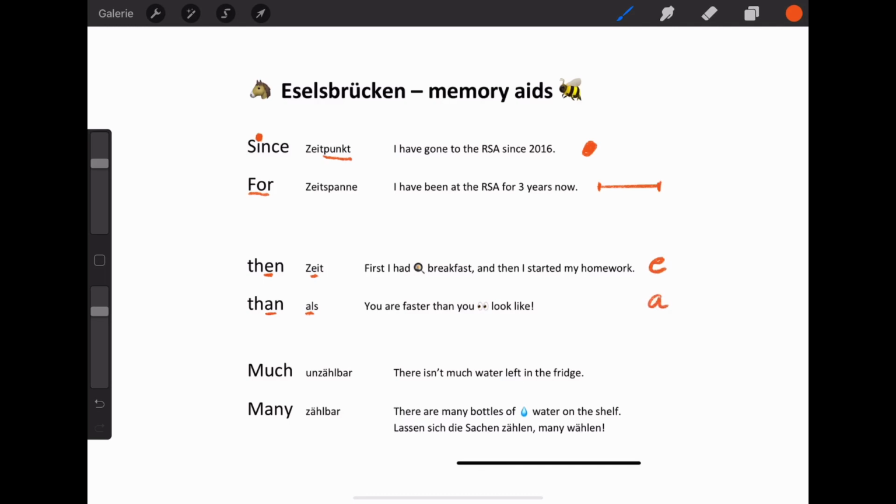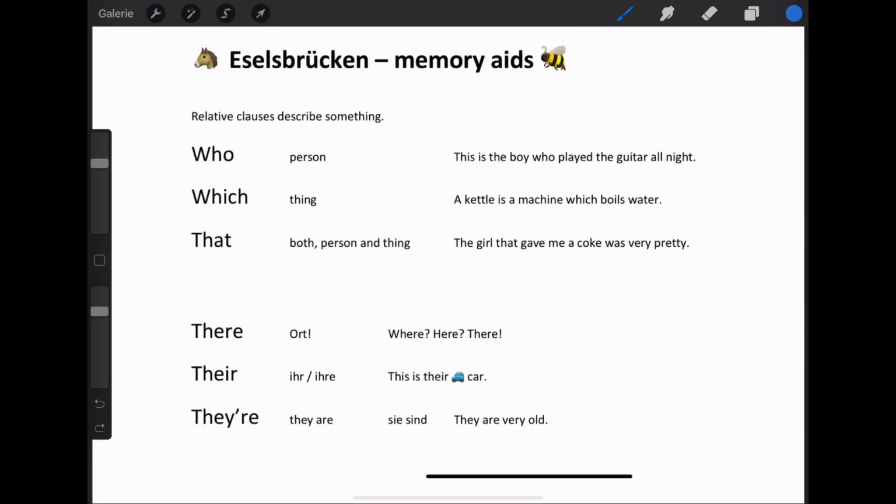The third one, much, many. Only one letter. Much is unzählbar, many ist zählbar. And I like this one. Lassen sich die Sachen zählen, many wählen. Keep that in mind. Last but not least, we have the relative clauses.